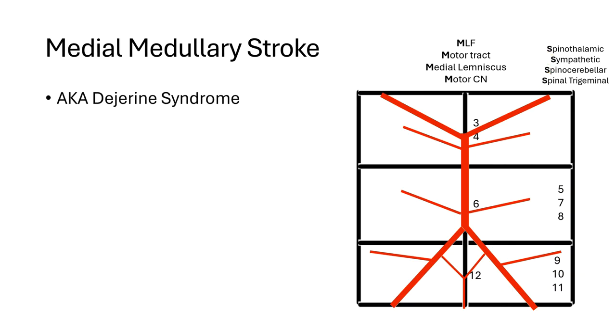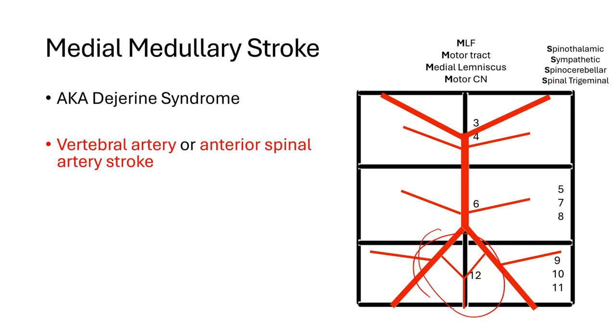The next one will be the medial medullary stroke. This will be damage right here in the medial aspect. This is going to cause issues from the vertebral artery or the anterior spinal artery. Remember, it has dual supply. And it's going to have issues with the MLF, the motor tract, the medial lemniscus, and the motor cranial nerves.